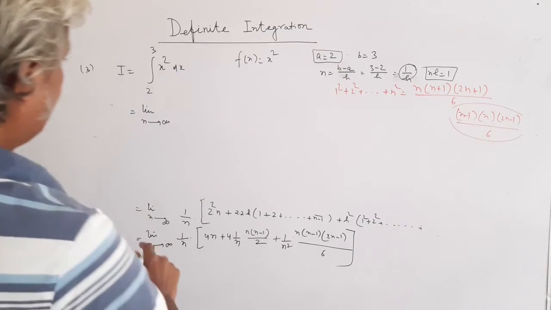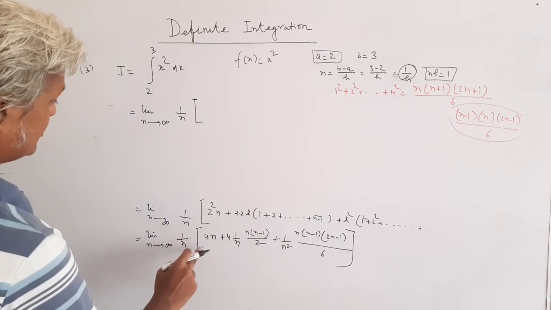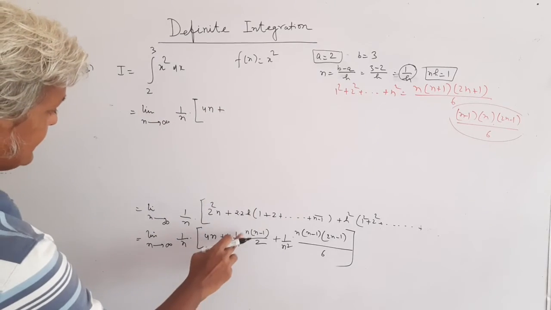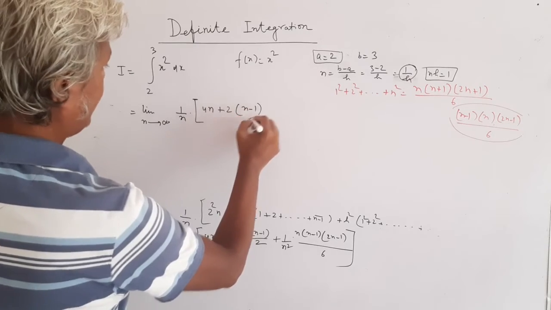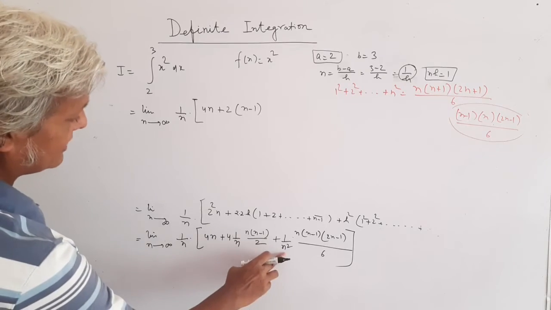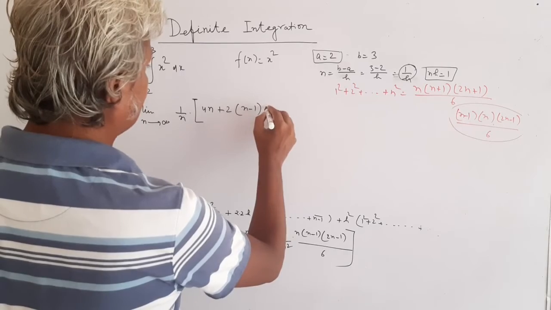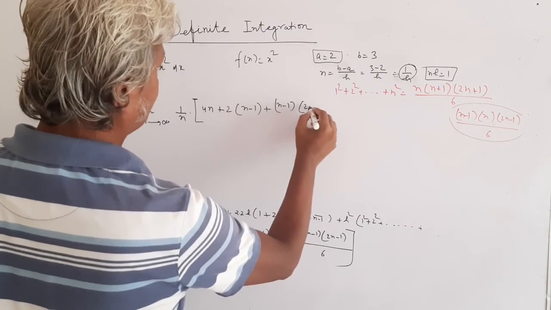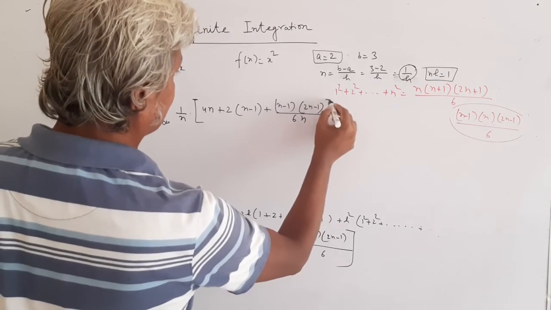So now what do we get? 1 by n outside. Now the first term, 4n plus this n and this n cancel. 2 2s are 4. We are getting 2 n minus 1 plus this n. You see, n square, and here 1 n is there. So I take 1 n cancel and 1 n will be there. That is n minus 1, 2n minus 1 over 6, and 1 n is there.